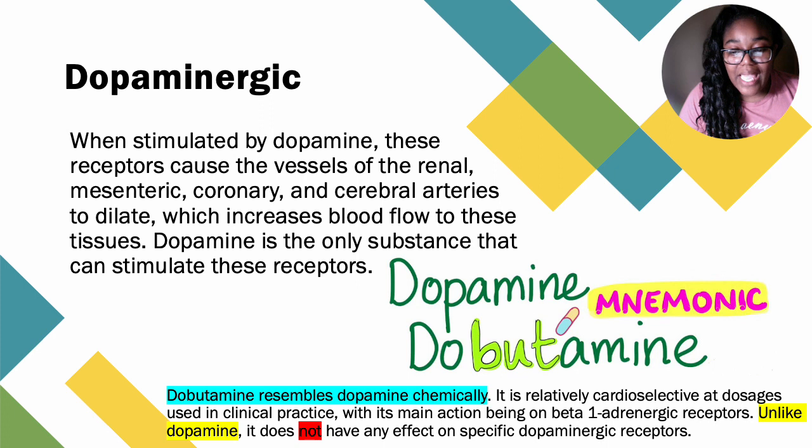So what are we saying? Dobutamine's main action is on beta 1 adrenergic receptors, which means that it stimulates the heart. It will help increase contractility. It will help with that chronotropic effect. It will help with the inotropic effect, and it will also help with your dromotropic effect. It has positive effects in all of these areas. But again, it does not have any effect on your dopaminergic receptors.